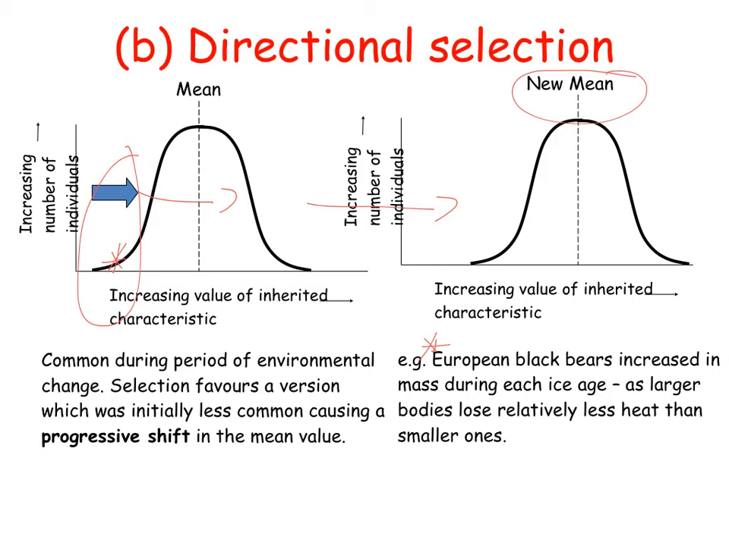As larger bodies lose relatively less heat than smaller ones, European bears that were of a larger mass were more likely to survive. So the mean shifted over, and that is what we call directional selection.